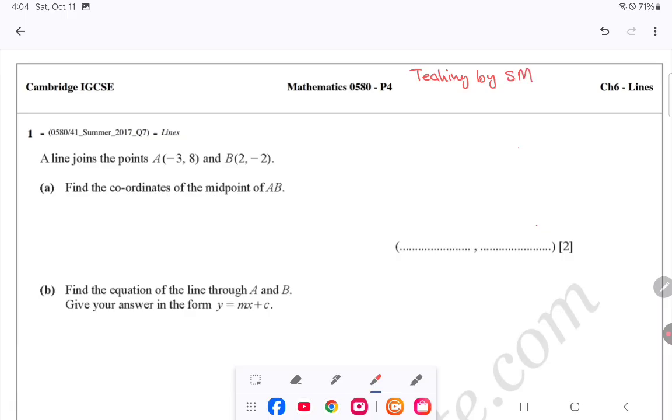Assalamu alaikum. I'm Lina Zahid, and today we are solving Cambridge IGCSE Mathematics Paper Code 0580 Chapter 6 and 9 past paper from 2017 to 2023.